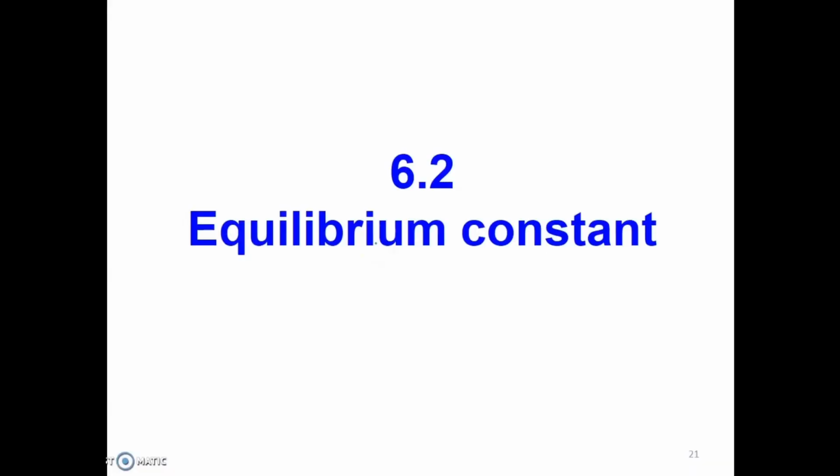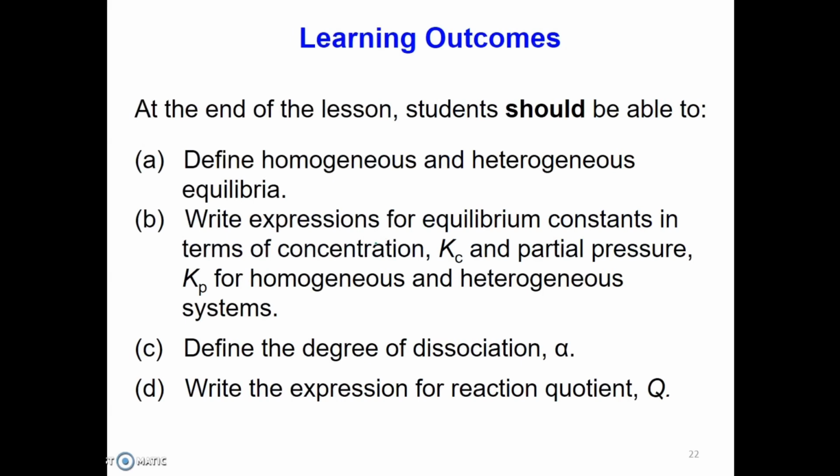Hello everyone, welcome to lecture 2 of chapter 6 where we will continue with subtopic 6.2 equilibrium constant. In this subtopic, at the end of the lesson, students should be able to define homogeneous and heterogeneous equilibria, write expression for equilibrium constant in terms of concentration Kc and the partial pressure Kp for both homogeneous and heterogeneous system. Next, define the degree of dissociation alpha and write the expression for reaction quotient Q.